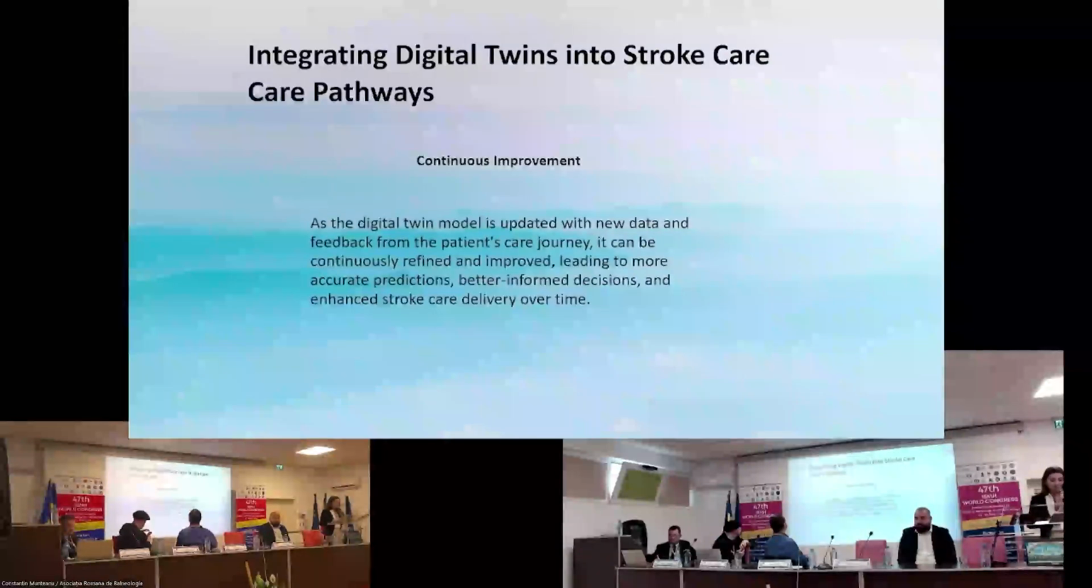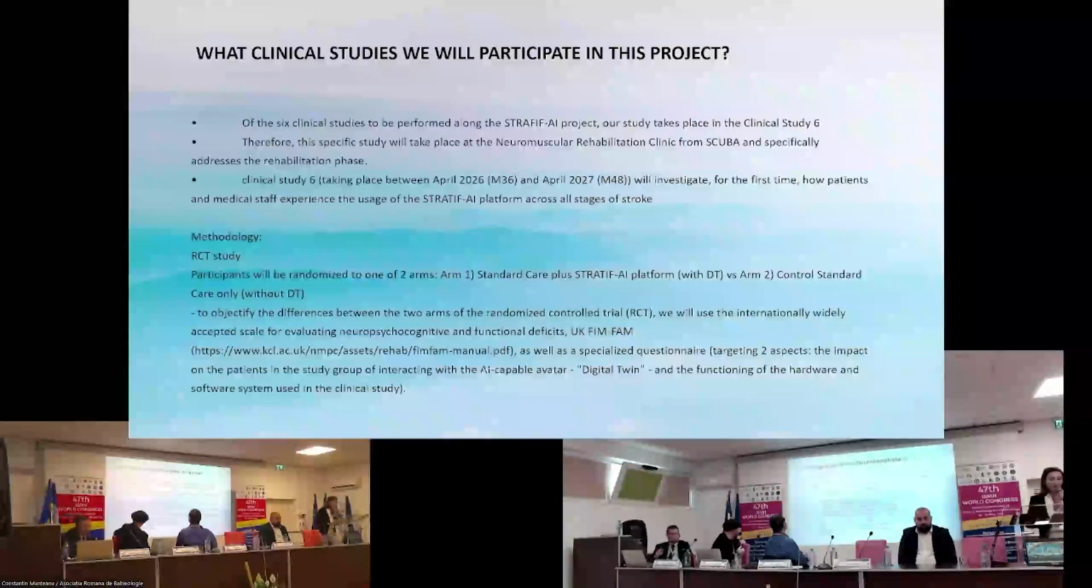As the digital twin model is updated with new data and feedback from the patient's care journey, it can be continuously refined and improved, leading to more accurate predictions, better informed decisions, and enhanced stroke care delivery over time.